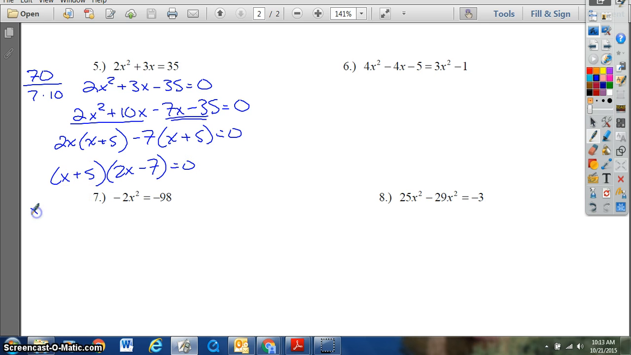I'm going to set this equal to 0. So x is negative 5. Set this guy equal to 0. So 2x equals 7. x is equal to 7 over 2, or 3.5.